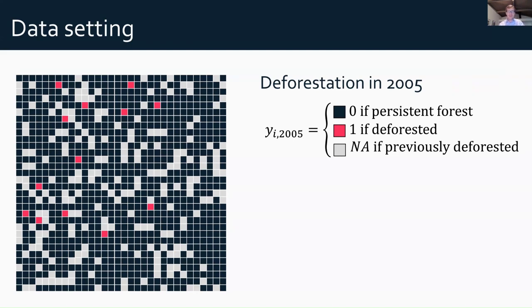So that started as forest and it continued as forest in 2005. It turns bright pink in 2005 if that pixel was detected as deforestation.